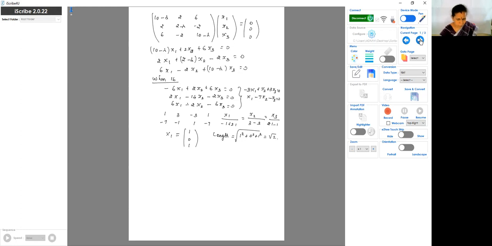Dividing each entry of the eigenvector by the length, we get the unit eigenvector, or normalized eigenvector. So the unit eigenvector is 1 by root 2, 0 divided by root 2 which is 0, and 1 by root 2. So this is our first column for our given matrix. First we have to take the eigenvector corresponding to the largest eigenvalue.